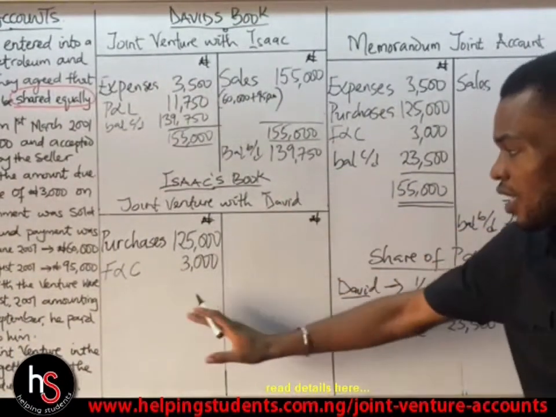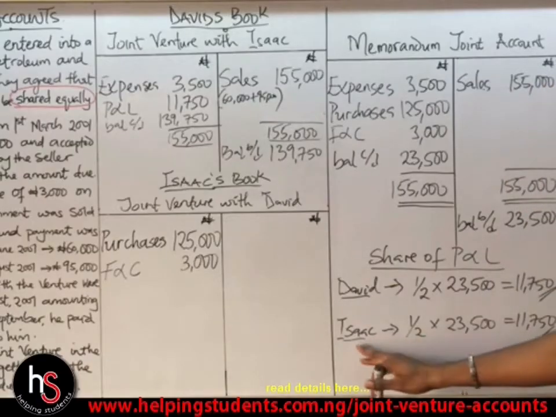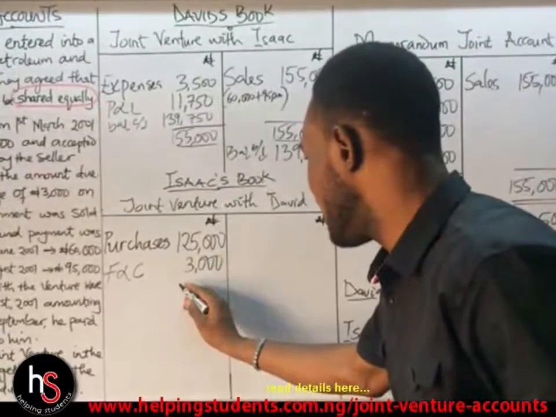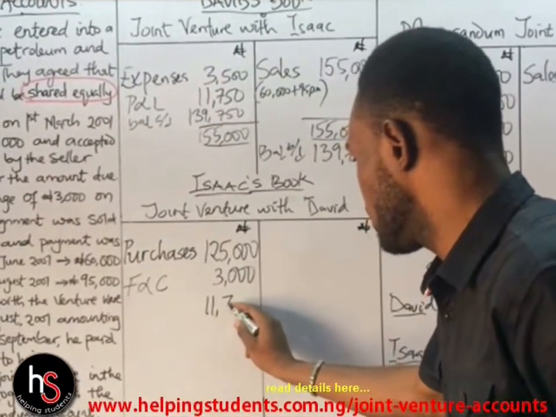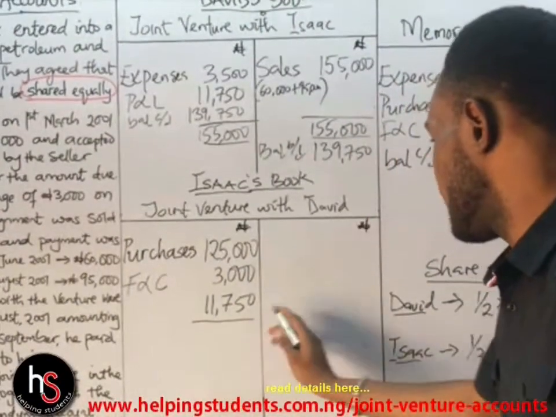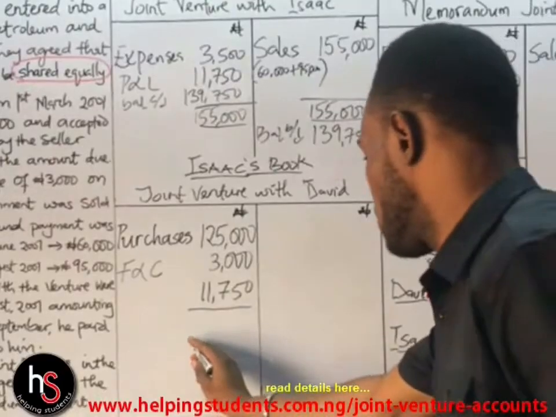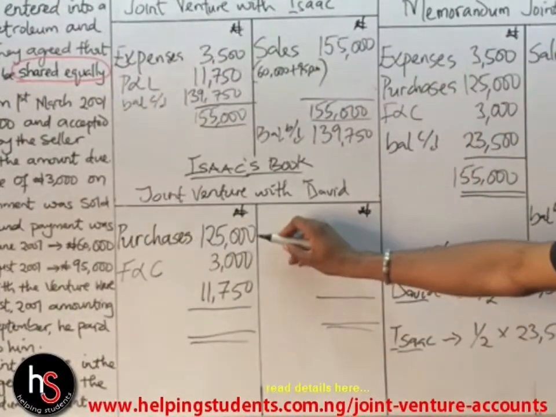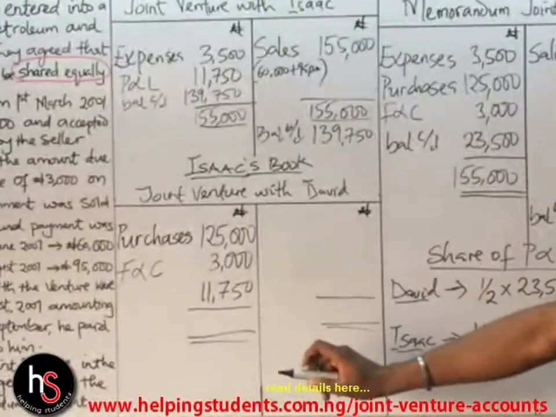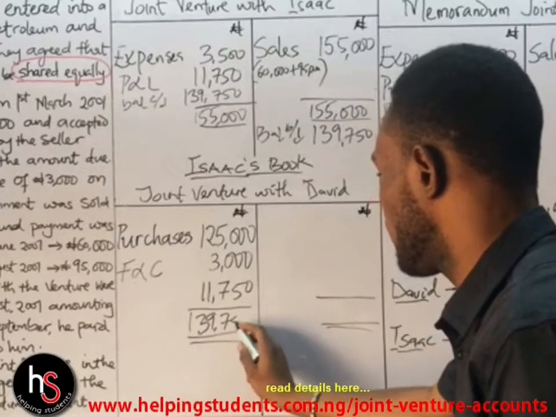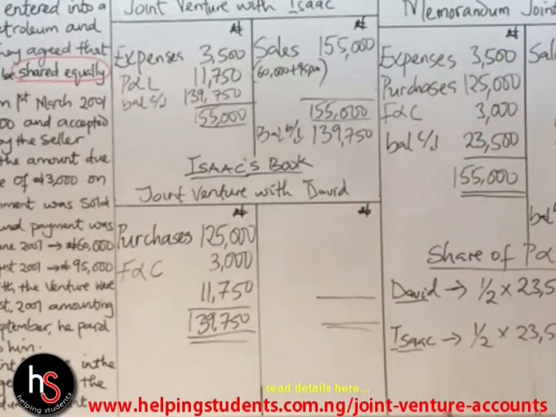What about here? Let us balance this place as well. Now what is his own share? What is Isaac's share of profit? It is 11,750. So we get the total now. There is no value here, okay? So let's go. Now the summation of everything we have here gives us 139,750.